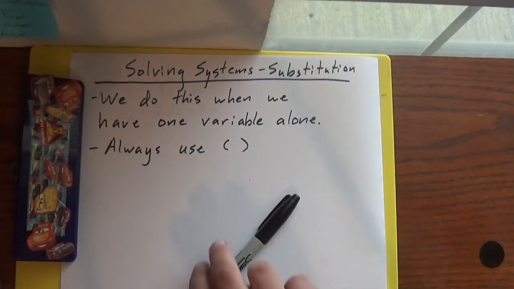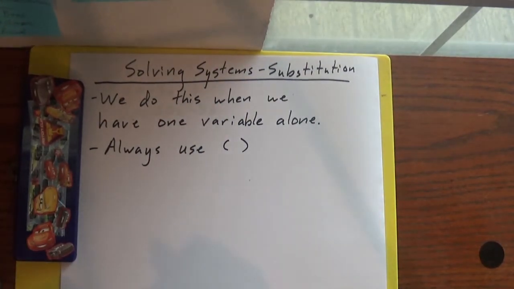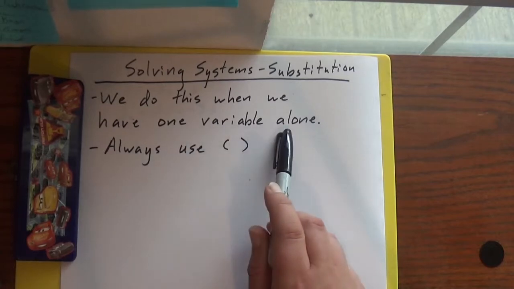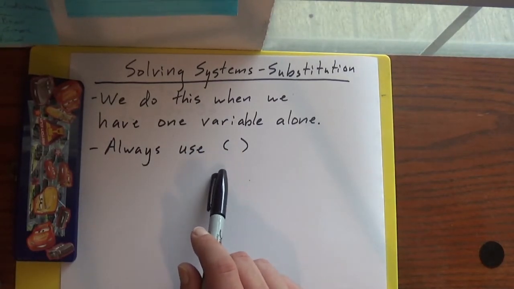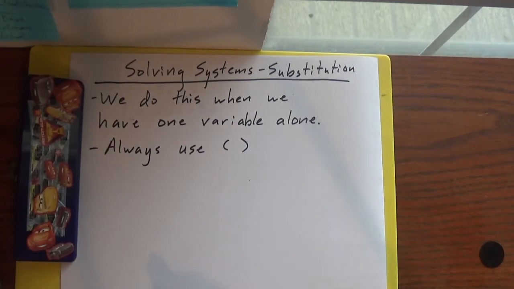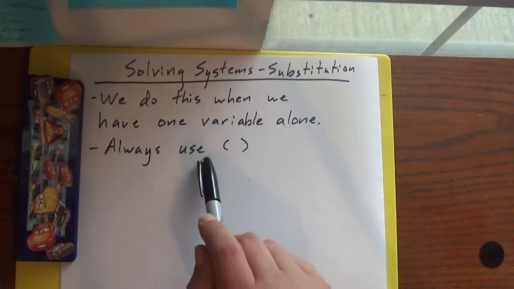Math. Now we're doing systems, and we're solving with substitution. We're going to do this when we've got one variable by itself, and always use parentheses. On a side note, I said if you find one you like, you can always use it. We can always just make one variable be alone to use this.